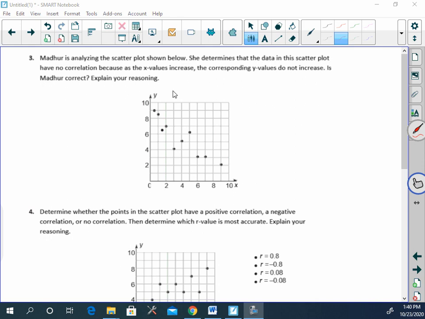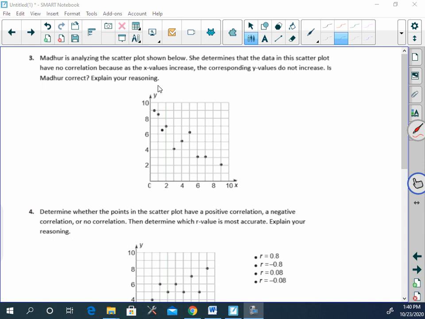Looking at the top of page 2 here, we've got questions 3 and 4, so they should go nice and quick. It says Mad here is analyzing the scatter plot shown below. She determines that the data in the scatter plot have no correlation because as the x increases, the corresponding y values do not increase. Is she correct?